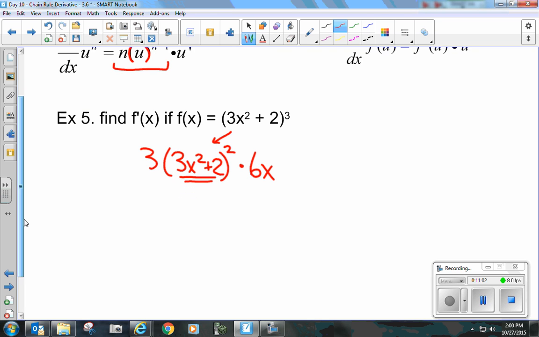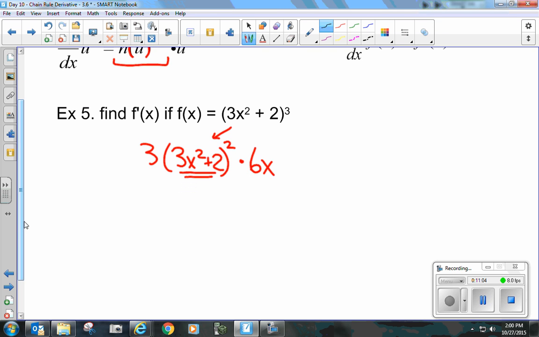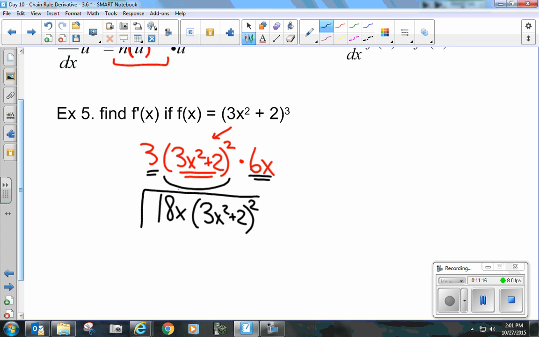So now I just combine everything. Make it all nice and neat. 6x times 3 out front. And that's going to be 18x times 3x squared plus 2 squared. There you go. That's the derivative. That is f prime of x. Right there.